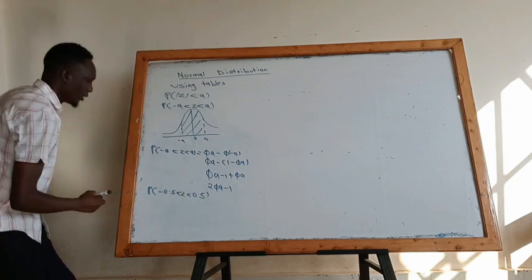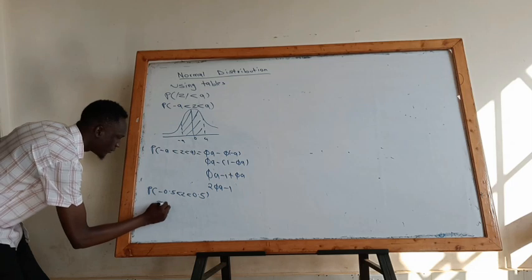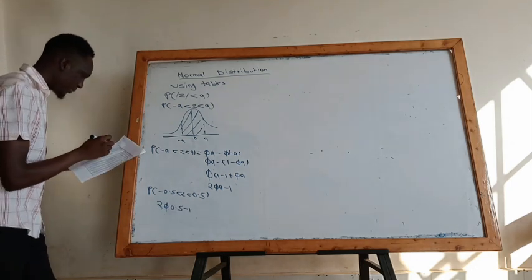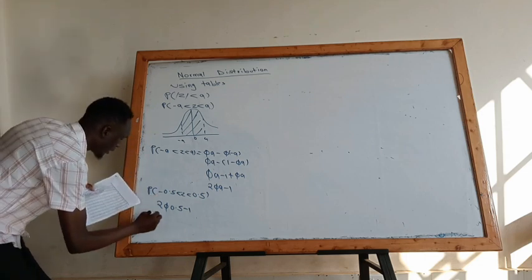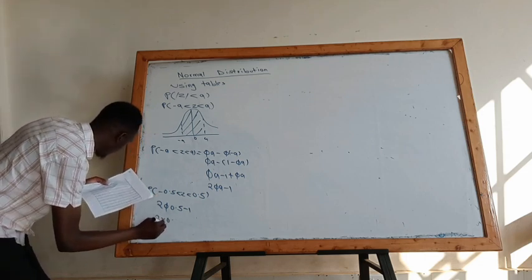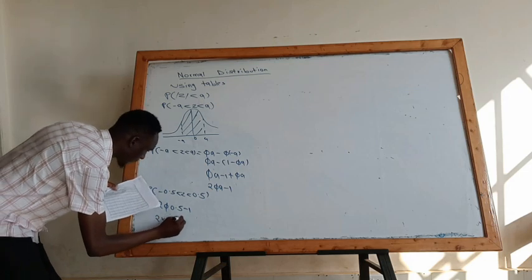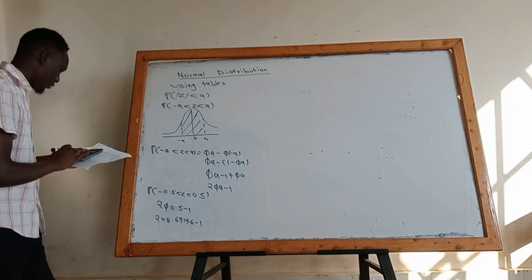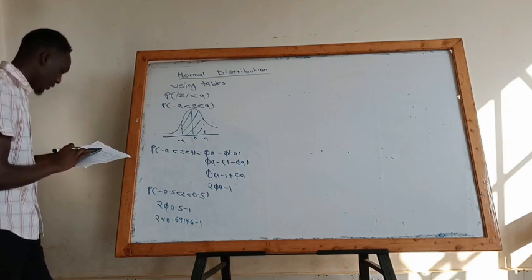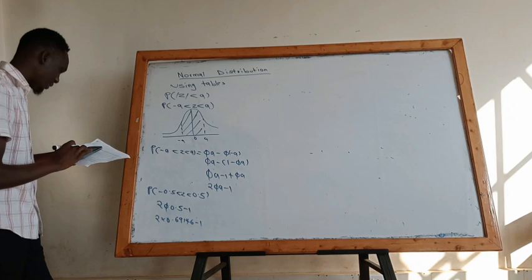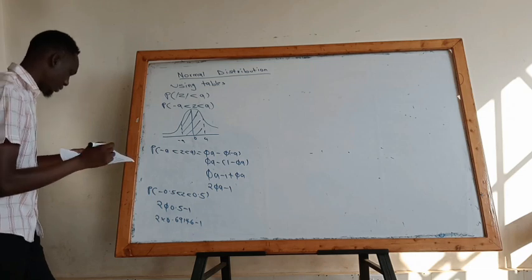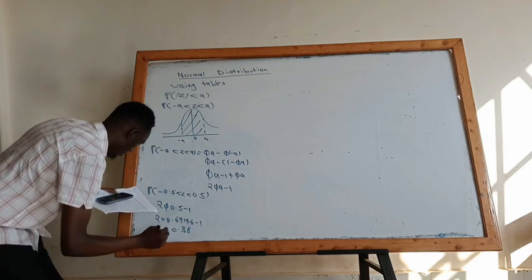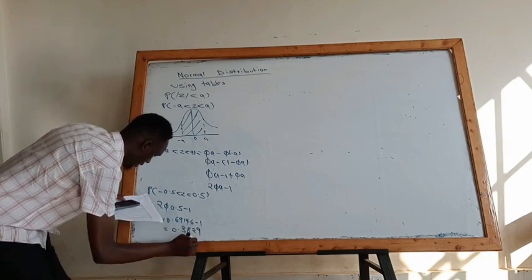Using the identity, we have 2 phi of 0.5 minus 1. And phi of 0.5 is 0.69146, so we have 2 times 0.69146 minus 1, which is equal to 0.382946.